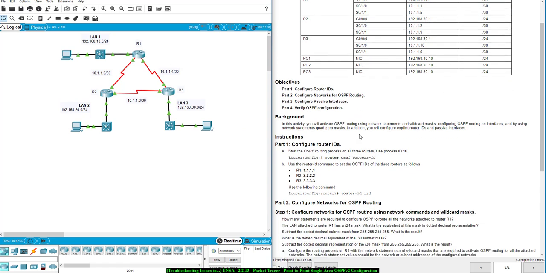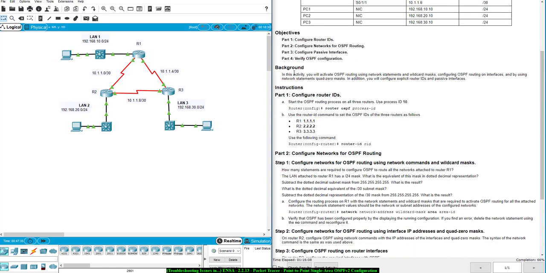So if we go down here, what I want to show you is some of my students are having difficulties with actually setting up OSPF routing. The first part of this is to configure router IDs. All you really do there is router ospf process ID. All right, that's not an issue. And then you put in the router ID itself, which is right here. All right, that's not a big deal.